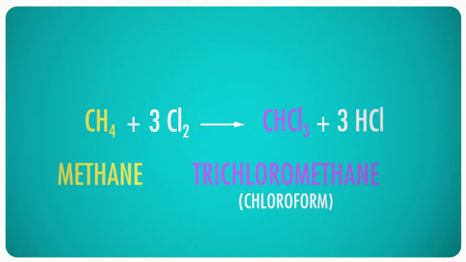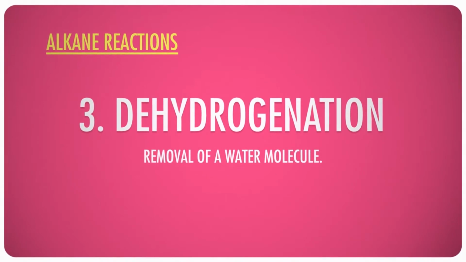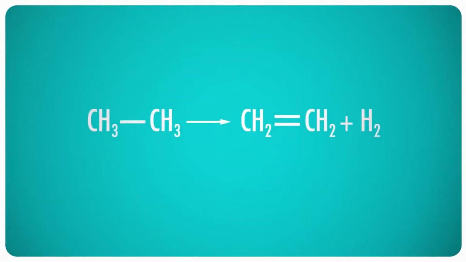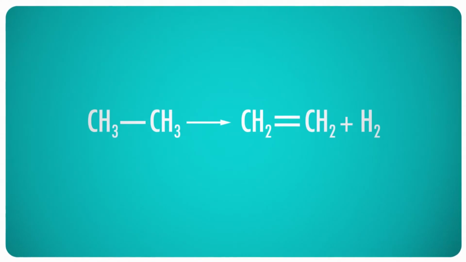The final reaction type is dehydrogenation, and it, somewhat obviously, is the removal of hydrogen atoms from alkanes. For example, ethane can be dehydrogenated by this reaction, and as you can see, the result is that the carbon atoms are no longer saturated with hydrogen, thus requiring the formation of double or triple bonds to give the carbon atoms the 4 bonds that they need.